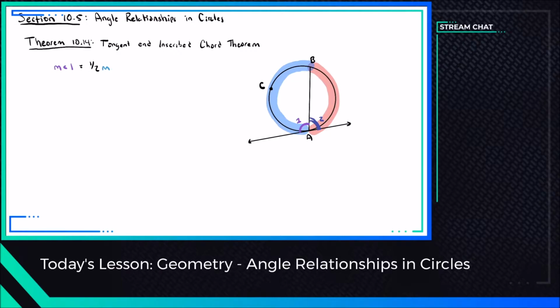Oops, I did the wrong arc. No, I did the right arc. Yep, the measure of arc ACB. On my notes I'm referencing, I did the wrong arc, but this is the correct arc. And then the measure of angle 2 here in blue is also going to be 1/2 of the associated red arc, so that's going to be the measure of arc AB. So the angle is half the measure of the arc.